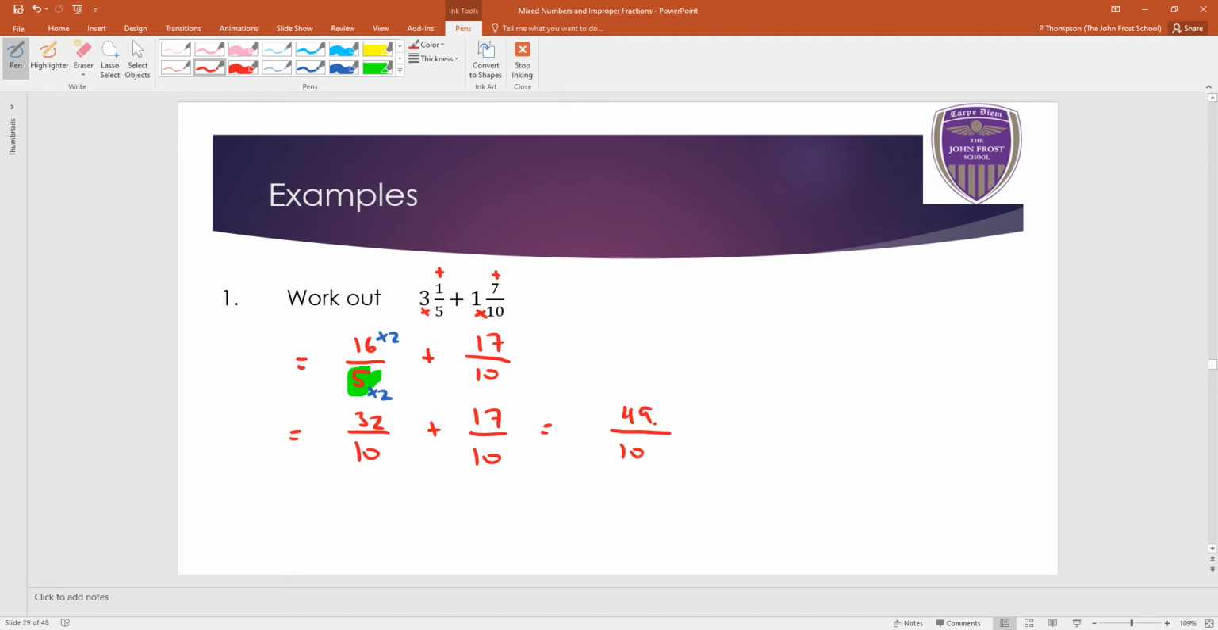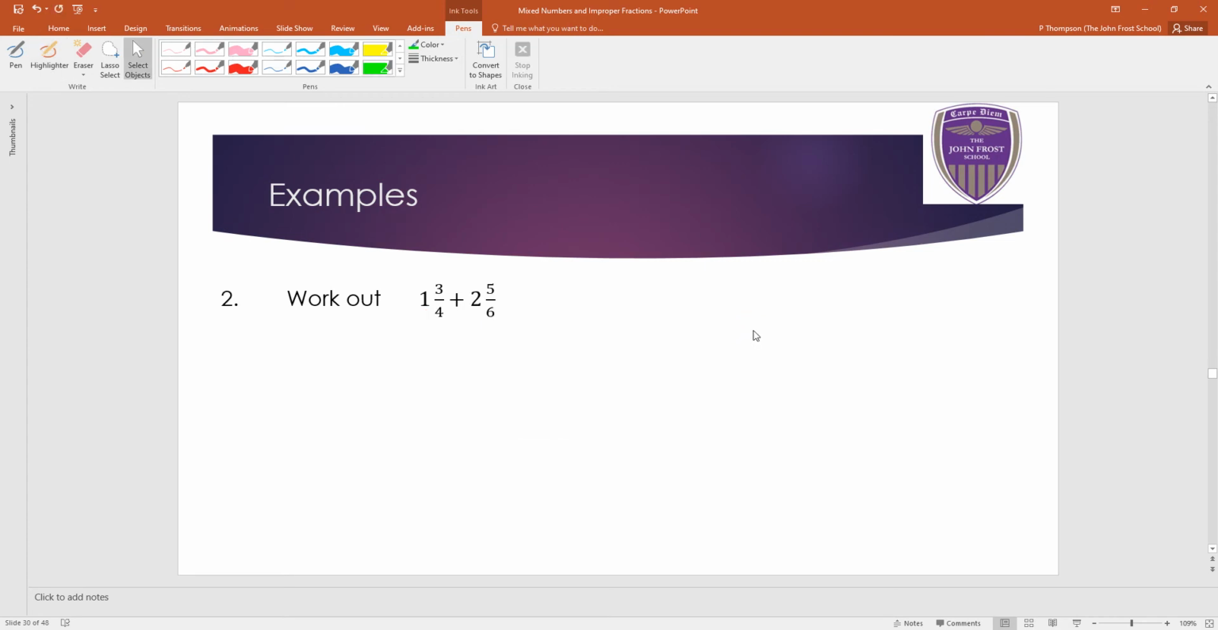And now, remember, it's best to put this back as a mixed number. Using our shortcut from the previous lessons, we should know this is 4 9/10. If you've forgotten the shortcut, you just do 49 divided by 10, which is 4 remainder 9. Remember, the 4 is here and the 9 is here. So this is 4 9/10. That one's done.